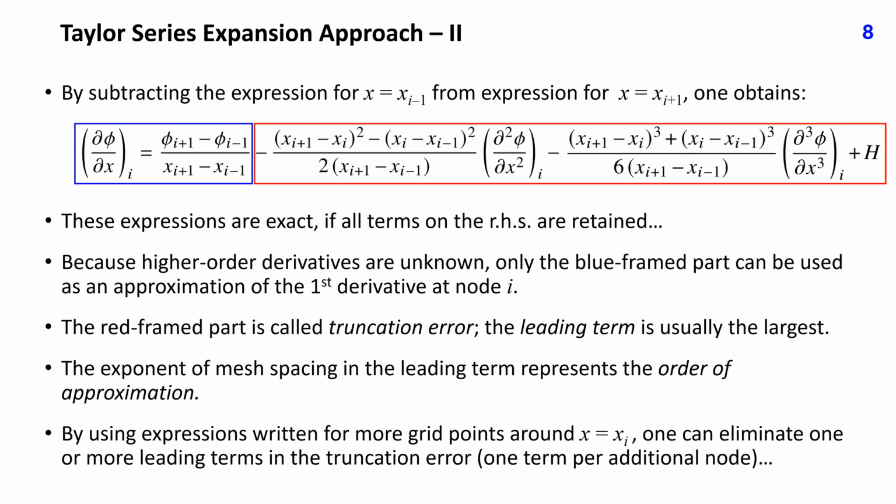The exponent of mesh spacing in the leading truncation error term represents the order of approximation. It tells us about the rate at which the error reduces when the grid spacing is reduced. By using Taylor series expansion for more grid points around xi, we can eliminate some leading terms in the truncation error, one term per each additional grid node.